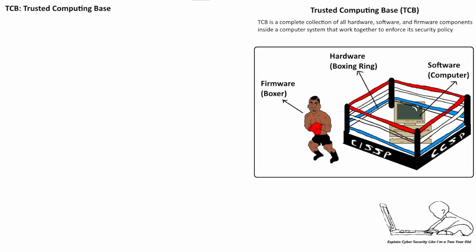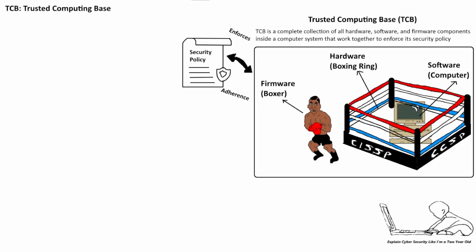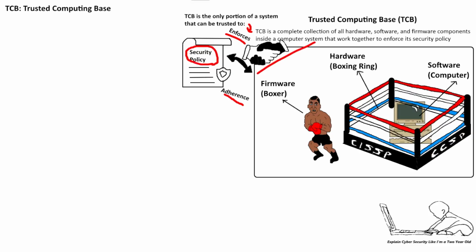And the combination of all these three elements is known as a TCB, Trusted Computing Base. And it is the responsibility of these TCB components to ensure that a system behaves properly in all cases and that it adheres to the security policy under all circumstances. And to further clarify, the TCB is the only portion of the system that can be trusted to adhere to and enforce the security policy. Important CISSP CCSP exam keynote.